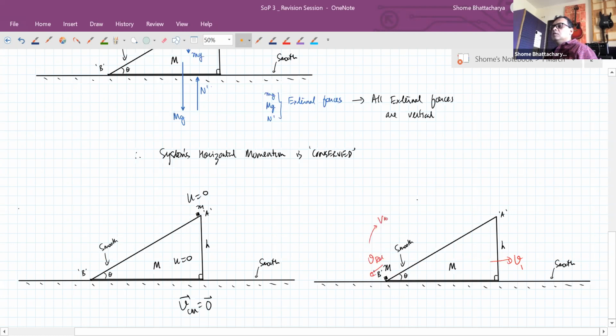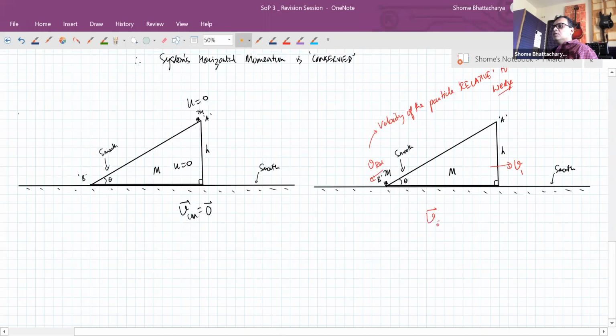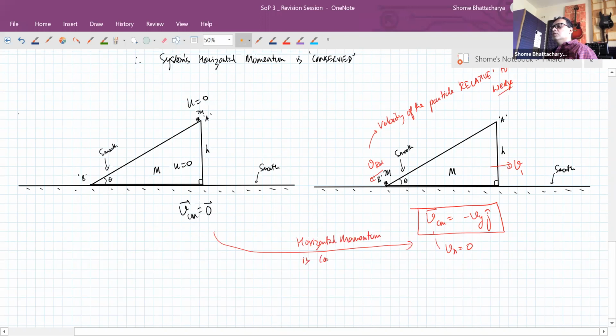So this is the velocity of the particle relative to the wedge. Okay. So by the time we reach the situation, the center of mass should only have a vertical component of velocity. The center of mass's x component of velocity should be 0 because horizontal momentum is conserved and equal to 0.